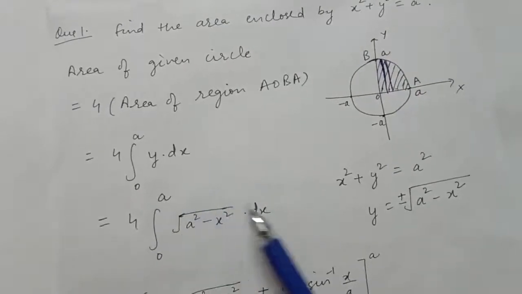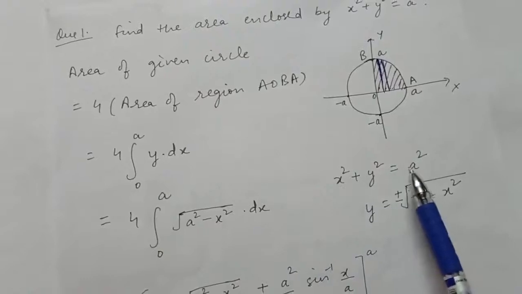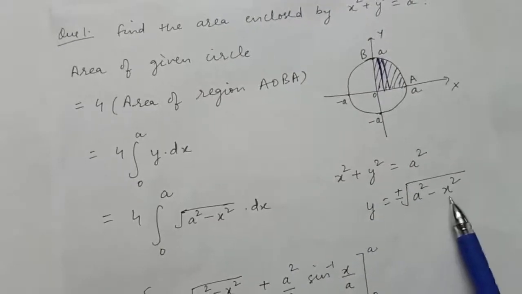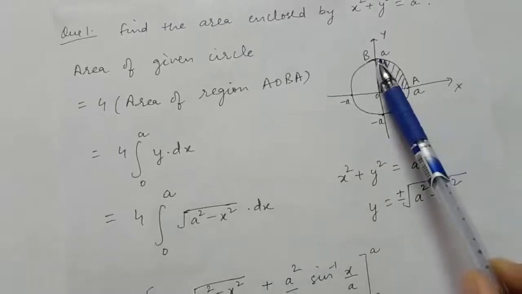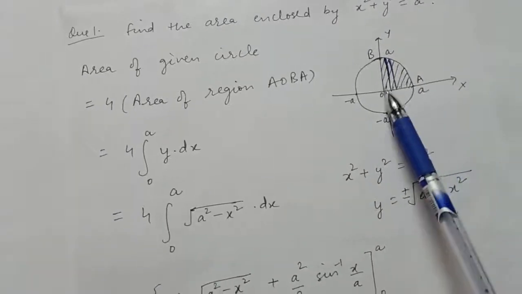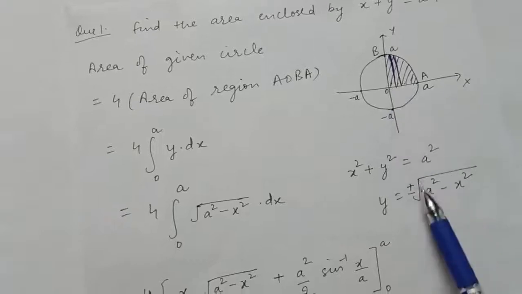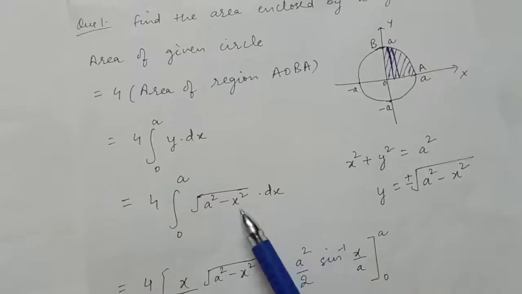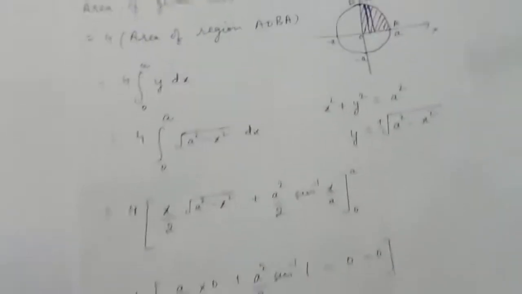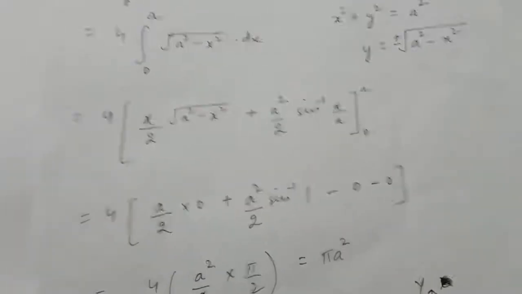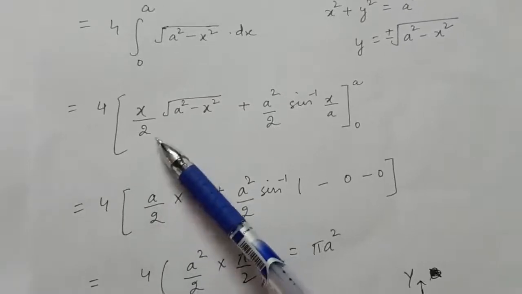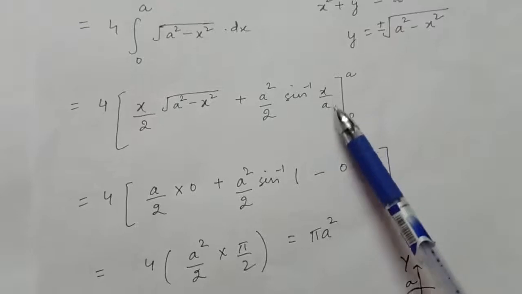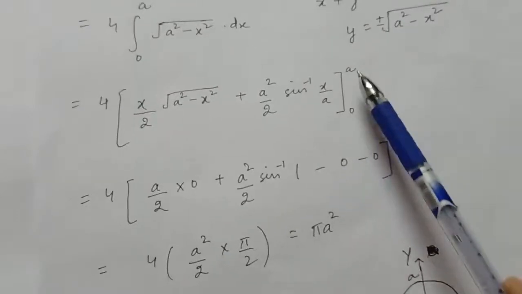Now what is y? This is the equation given. From here calculate the value of y, which is plus minus root a square minus x square. Now see, because for this portion y is positive, we will consider plus root a square minus x square into dx. Now integrate this. The integral of root a square minus x square is x by 2 root a square minus x square plus a square by 2 into sin inverse x by a, right? From the limit 0 to a.